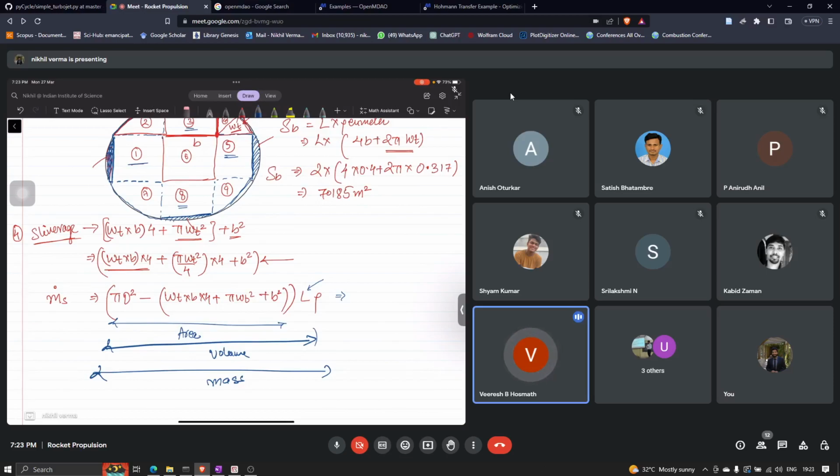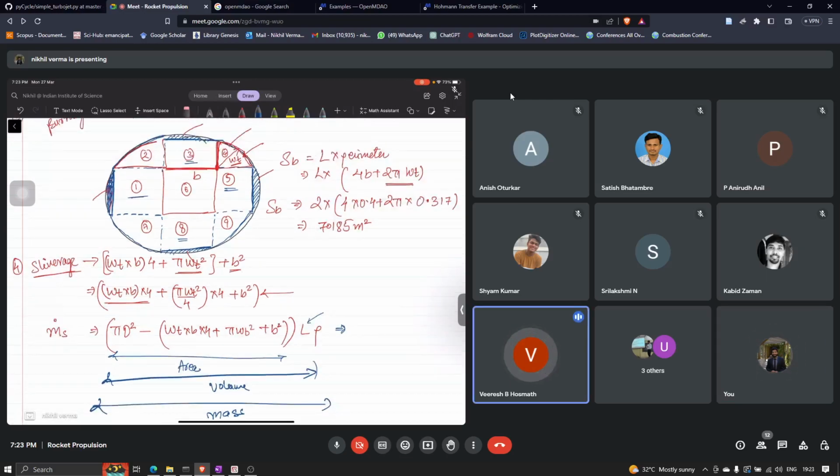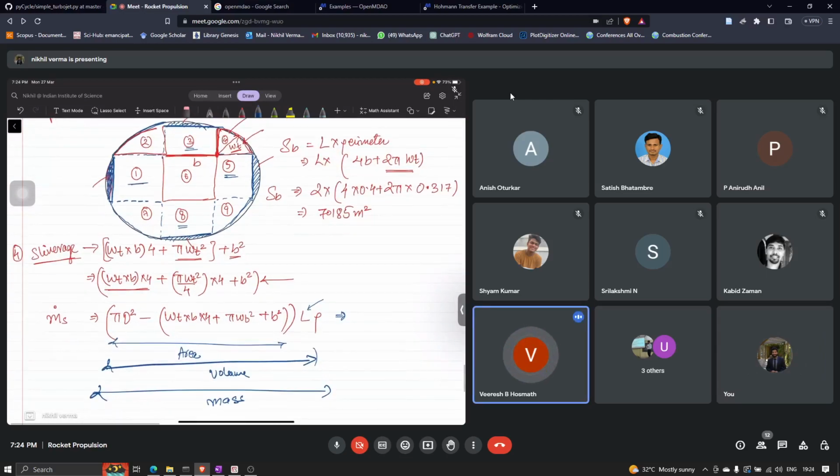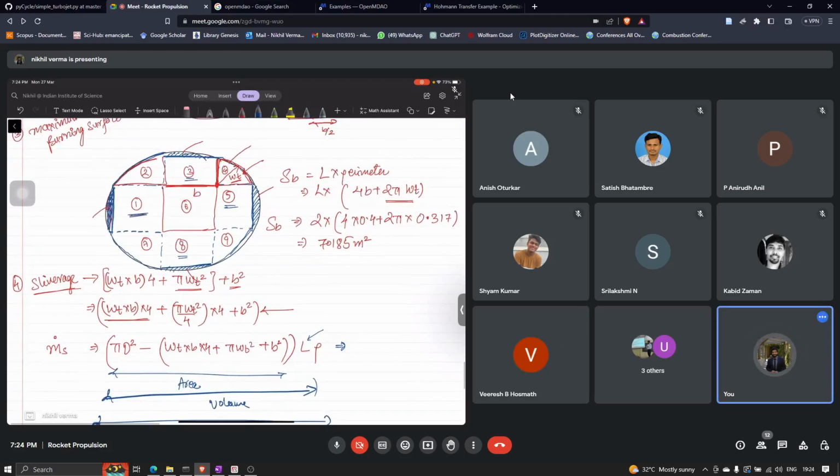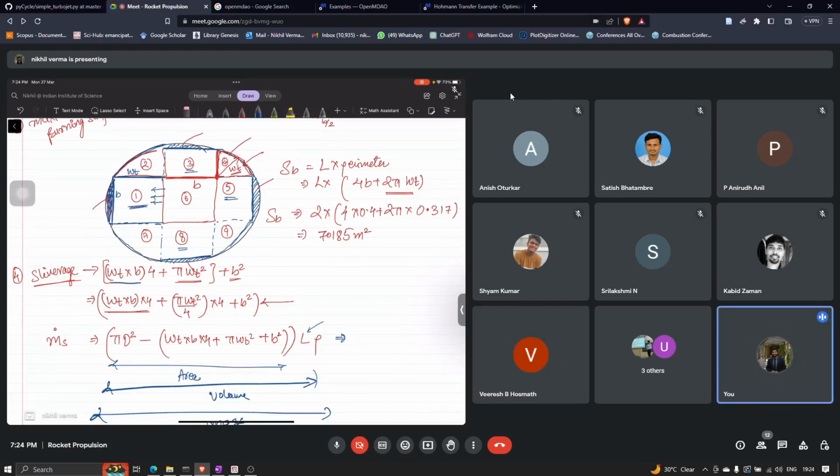Sir, that small portion is an area or volume, sir? Which one? Beside one, there is a half circle like that. Can you tell me the number? Number one, sir. Okay, this is formed by this surface residing in this direction, and it will reside up till this wt. Then you will have this wt into b, which is this one area.